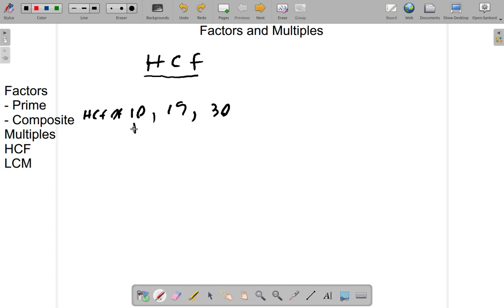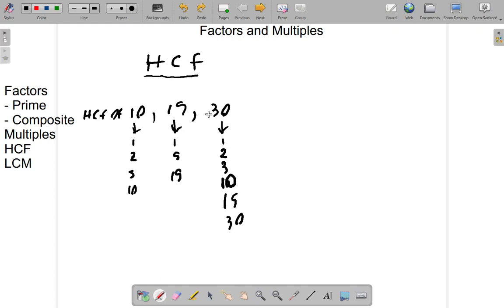Now, what are the factors of 10? You have 1, 2, 5, and 10 itself. What are the factors of 15? There is 1, there is 5, there is 15. Good. What are the factors of 30? There is 1, there is 2, 3. What else do you have? 10. We don't want to skip over 10 because 10 can go into 30. We have 15 and we have 30 itself.